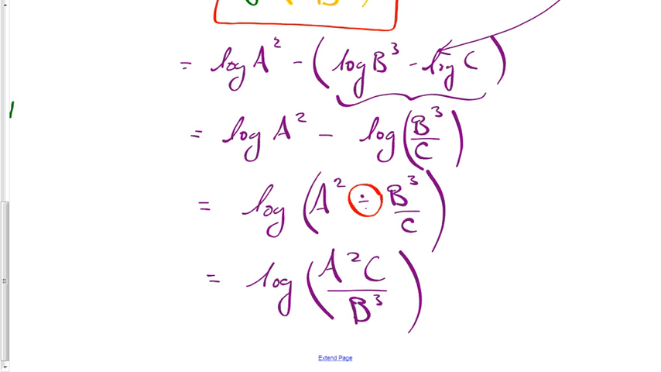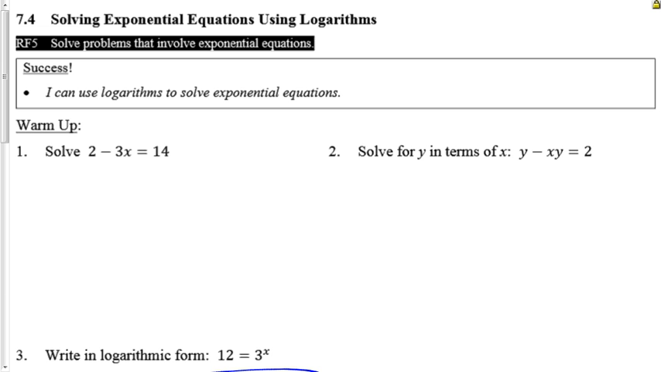Okay, so that's what we did on Tuesday. And then we started into solving exponential equations, but we skipped a couple of these warm-up questions. So I'd like you to do these two, and then we'll get into some solving exponential equations again.